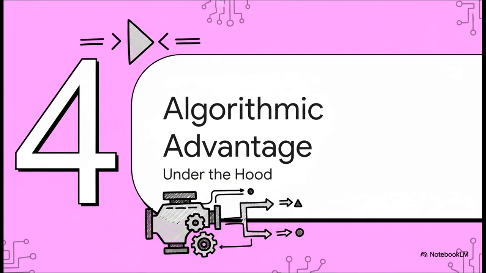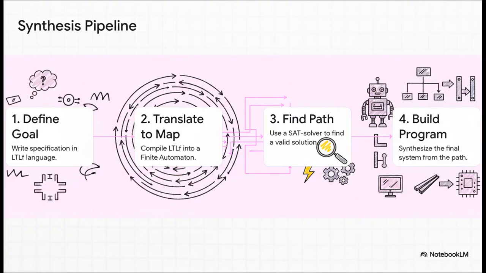Let's pop the hood and take a simplified look at the pipeline for turning a simple LTLf instruction into a working program for a robot. So here's the simplified process. First, you define your goal using that LTLf language. Step 2, that logic gets translated into what's basically a giant decision-making map. The technical term is a finite automaton, but just think of it as a map of every single possible choice the robot could make. Then, step 3, a super powerful logic engine called a SAT solver searches that entire map to find one perfect path that guarantees success. And finally, that winning path is used to build the actual program that controls the robot.